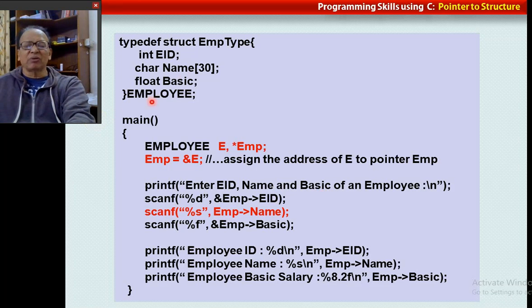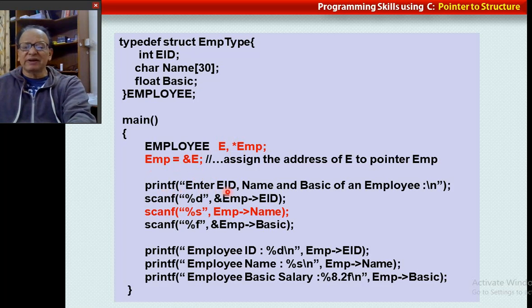Now let us see a small program. We create a new data type employee. Then in the main, employee E and EMP. Now in this case, EMP is the pointer variable, E is a regular variable. So what I'm doing here is, in EMP, I put the address of E. So EMP is the pointer variable in this exercise.